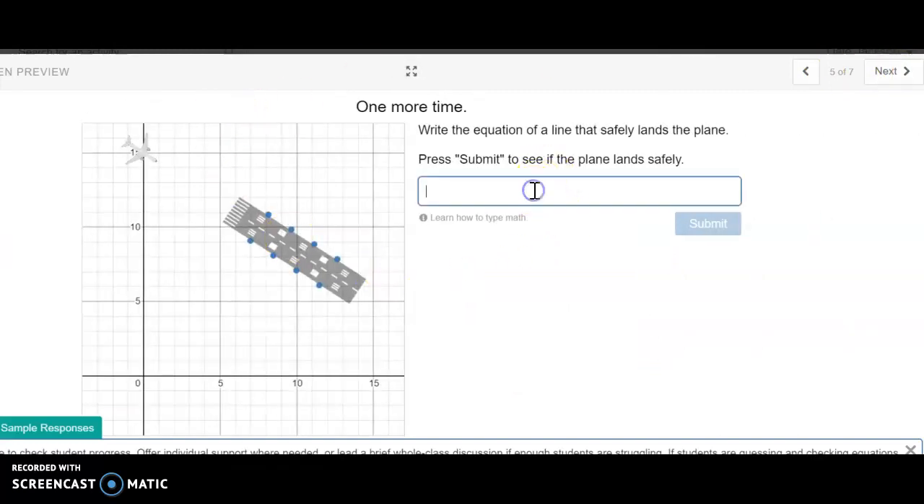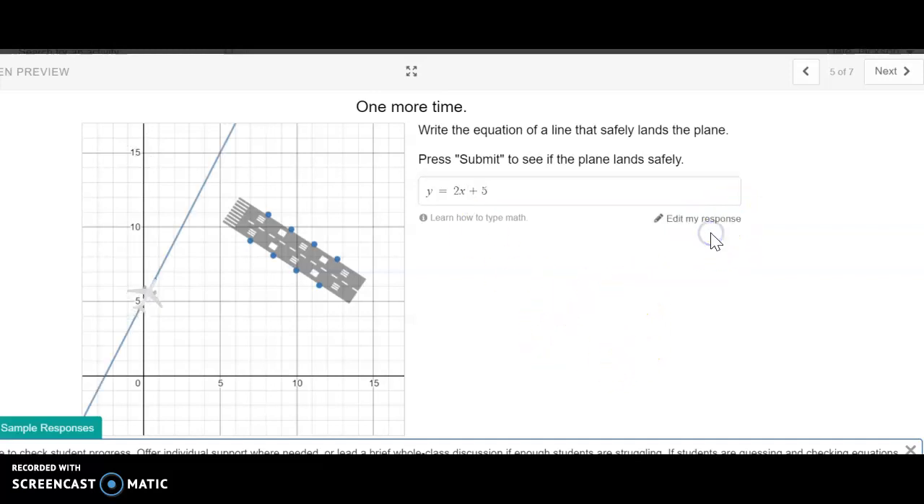So they didn't even give us an equation to start with this time. So you're going to have to write your own equation, which is where watching that mini lesson on slope-intercept form is going to help. Because you have to write it in terms of something times x. So let's go 2x and then plus or minus another number. So if I did 2x plus 5, let's just see what happens.